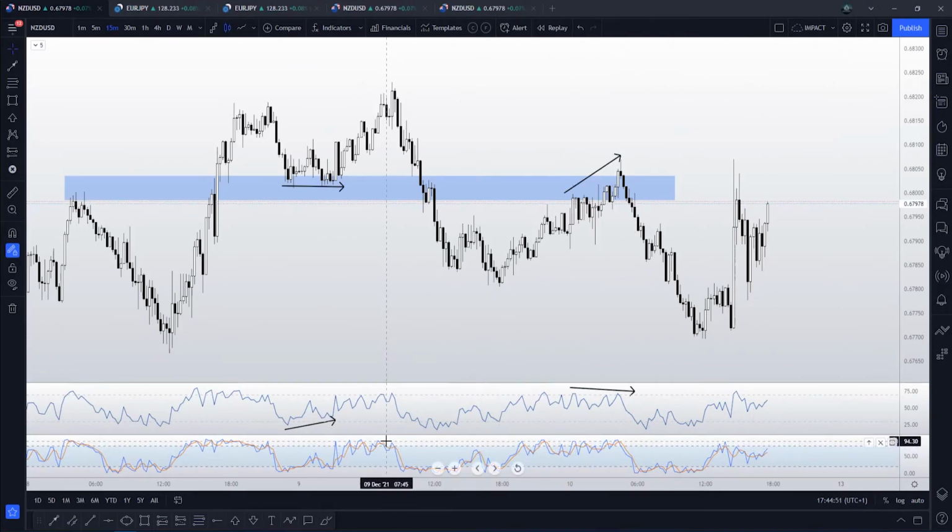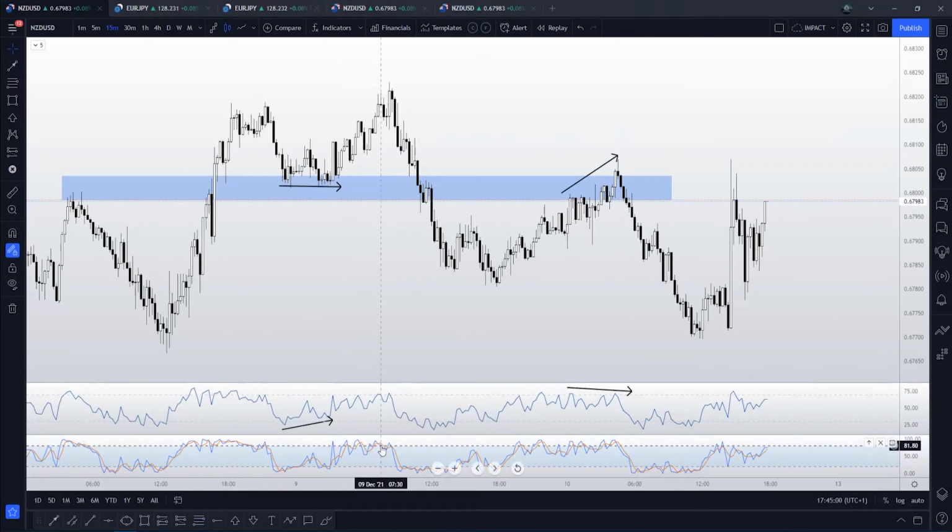The levels that we use are 25 and 75, these are the standard settings. The theory goes as this: when the two lines are above the 75 level, price momentum is bullish and tends to stay bullish until the two lines cross each other and then cross down under the 75 level. The same goes the other way around.